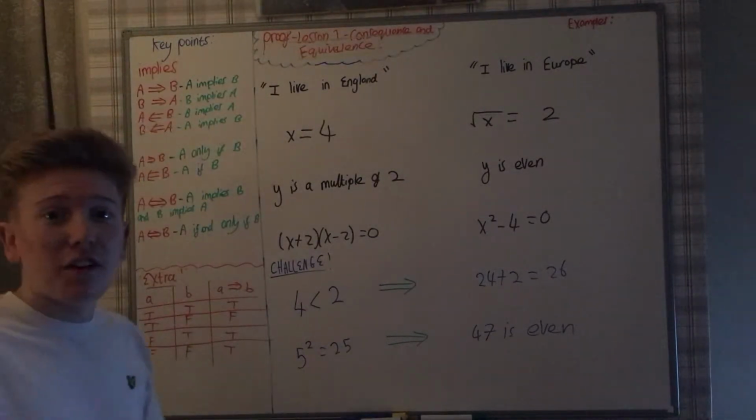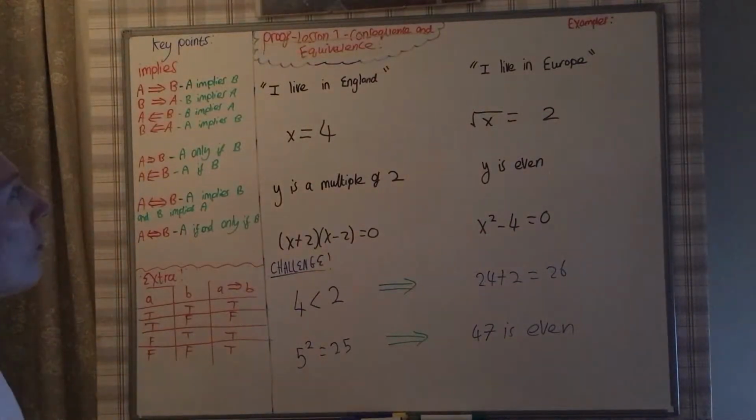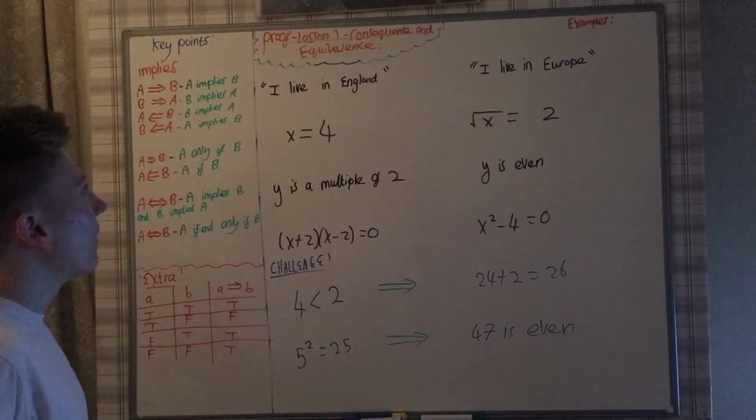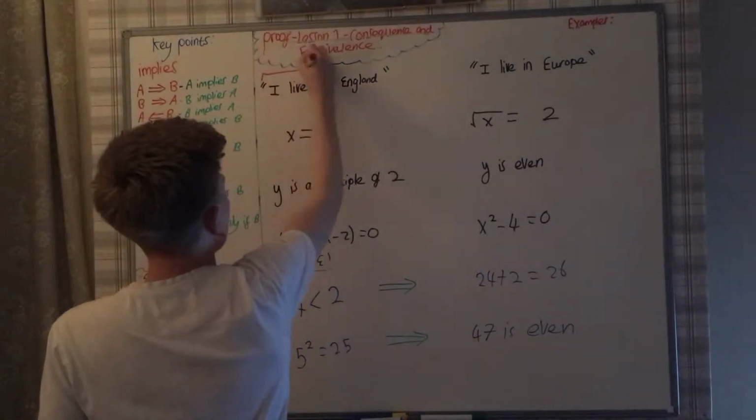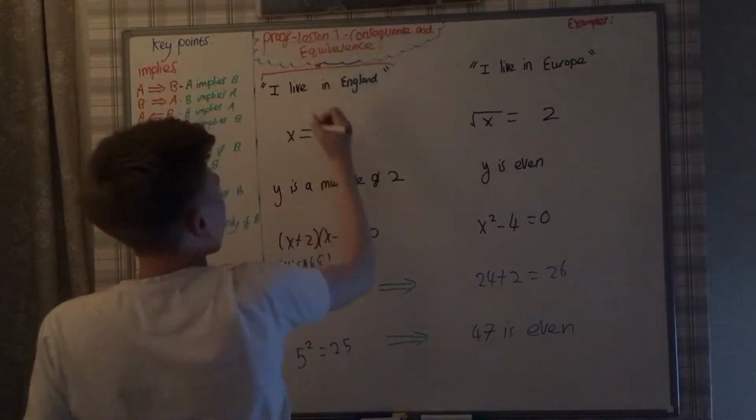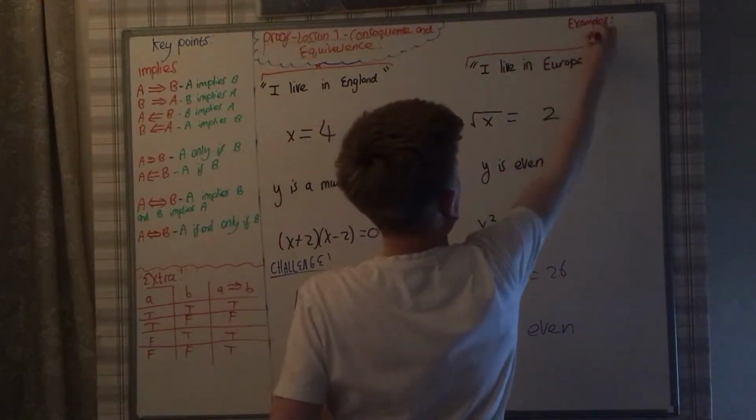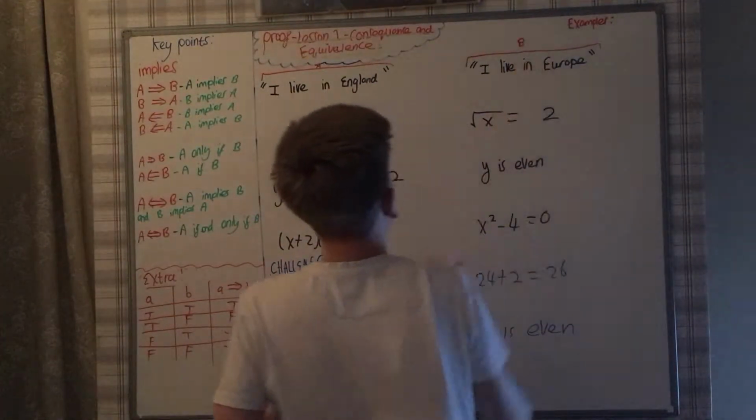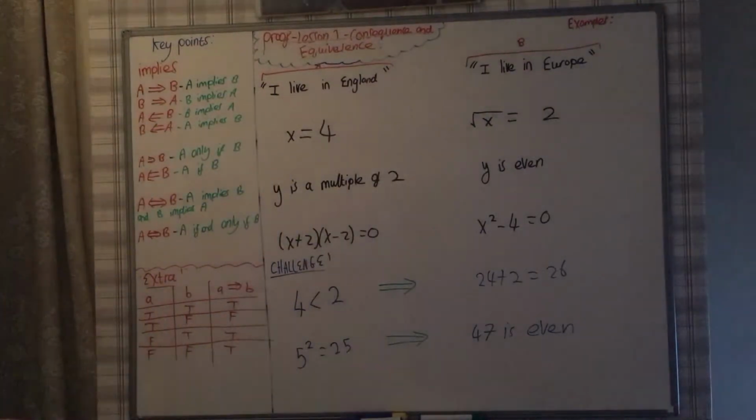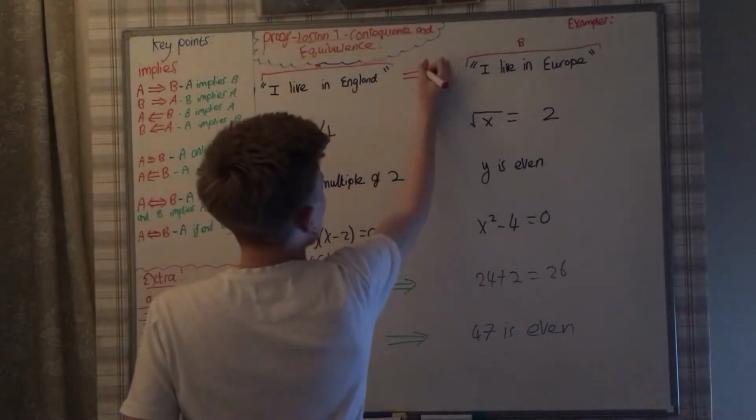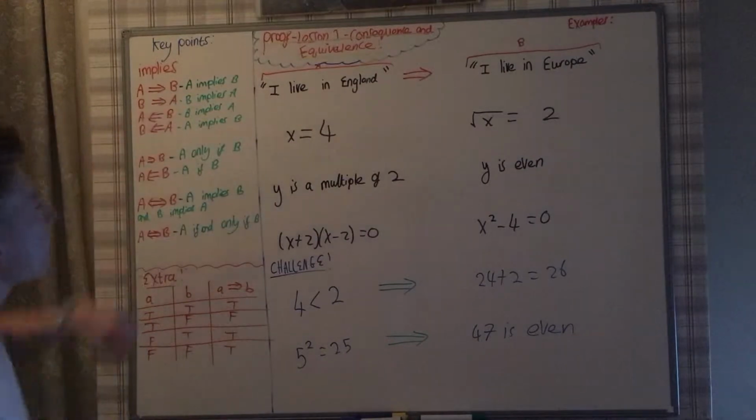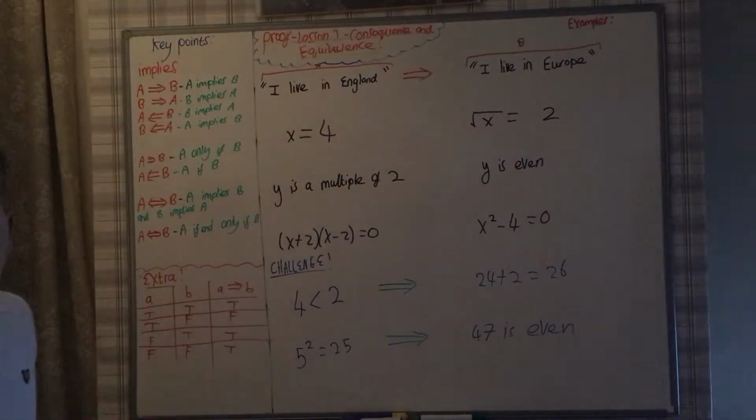The first one's actually not very mathematical at all, although the same principles apply. If I say I live in England, we can call this statement A. And if I say I live in Europe, we'll call that statement B. Well, if I live in England, then I do live in Europe, so A implies B. We can draw the arrow this way, okay? Because if I live in England, that implies I'm in Europe. I mean, at least geographically.